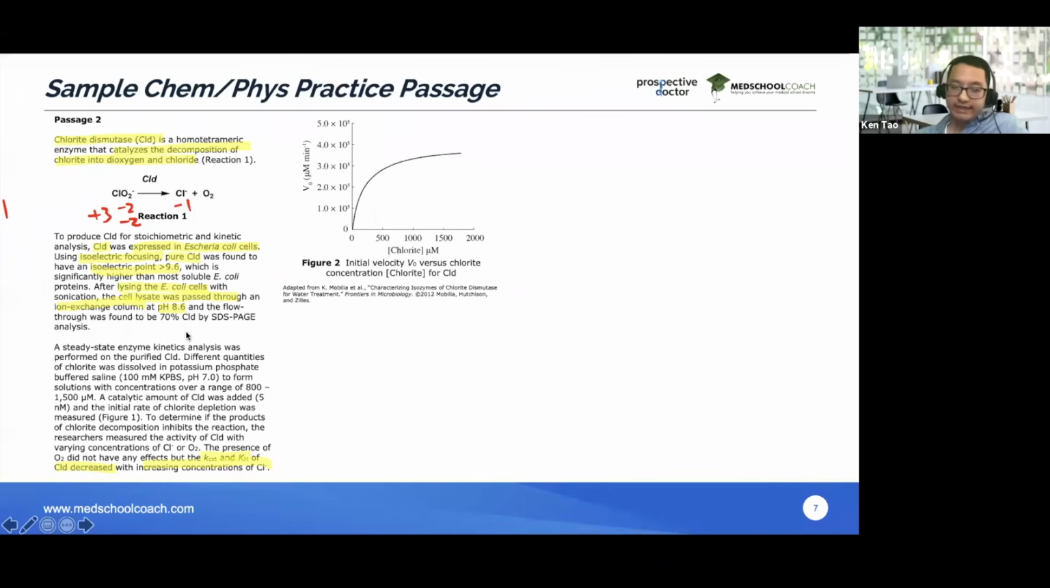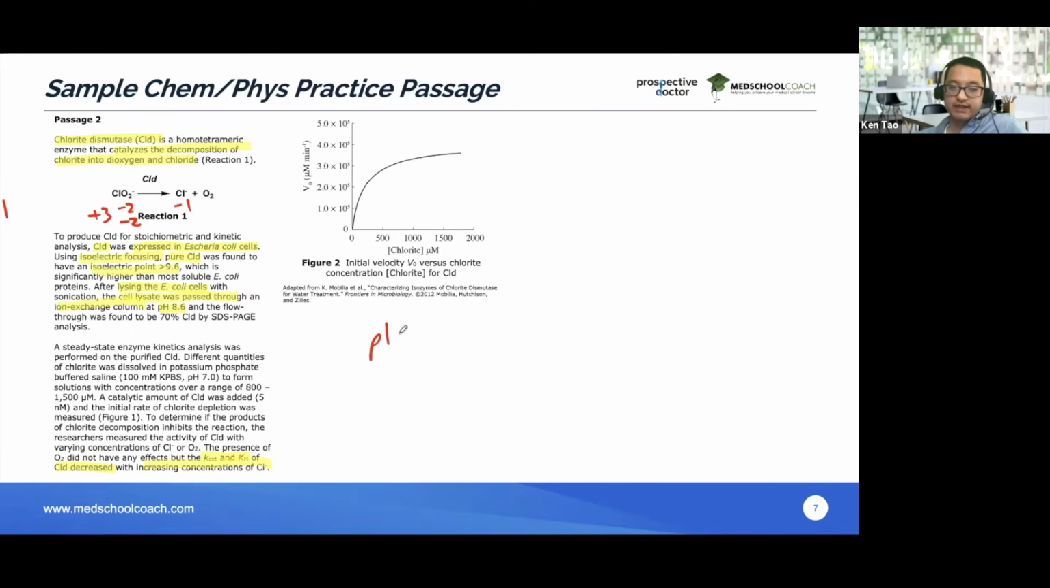So between cation exchange chromatography versus anion exchange chromatography, cation will trap cations. Anion will trap anions. So we simply have to know, in this case, our chloride dismutase at a pH of 8.6, is it going to be positive or negative? Anyone have any ideas? Will the chloride dismutase be positively charged or negatively charged? Positively charged is correct, right?